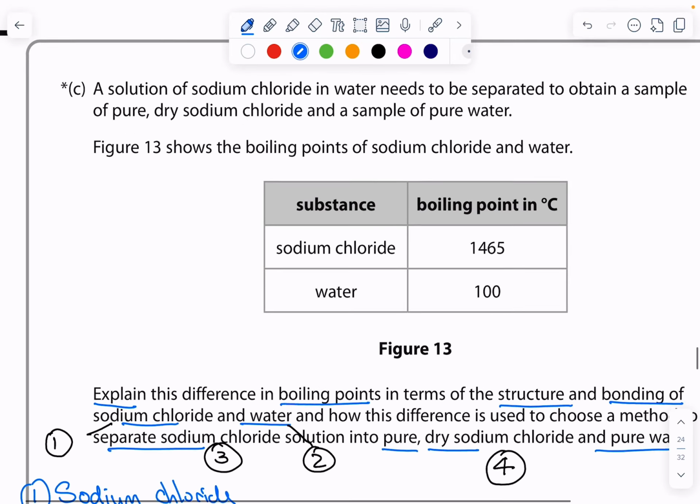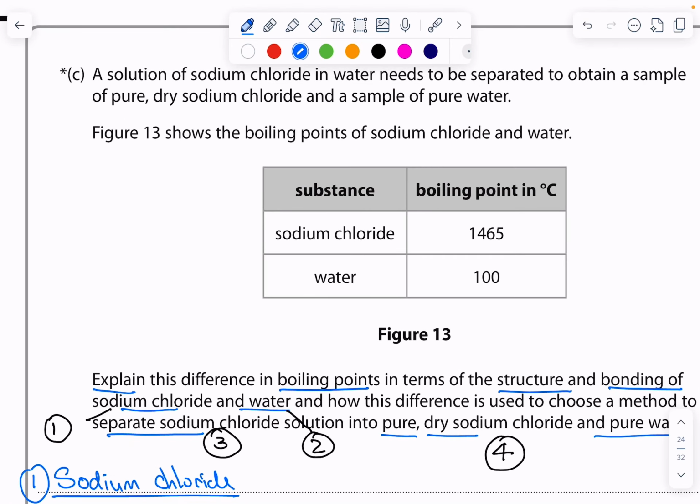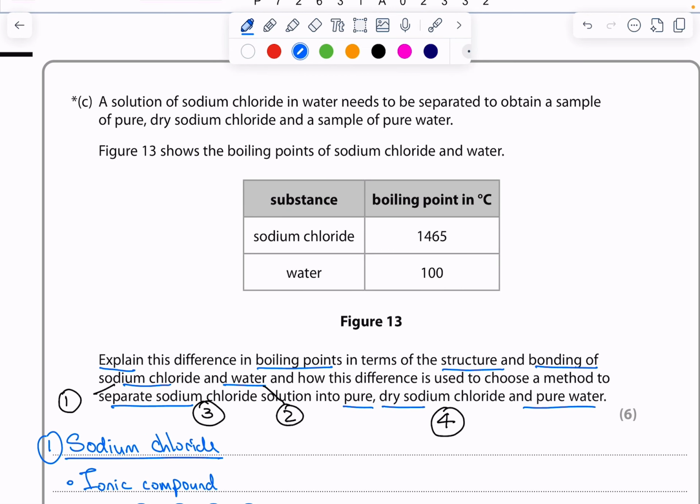Okay, next one is a 6 marker, and I think these are really important questions. We want to try to be scoring at least 4 marks on these, ideally aim for 5s and 6s. So the approach we've got here, again, we've got information to help us in the table.